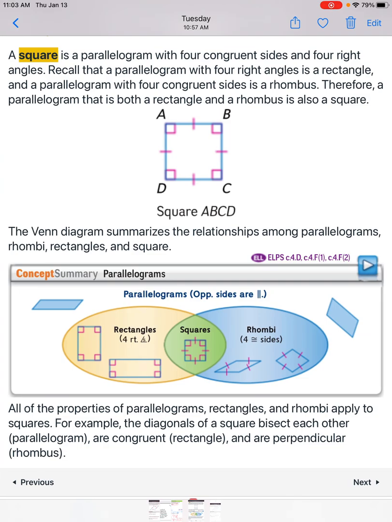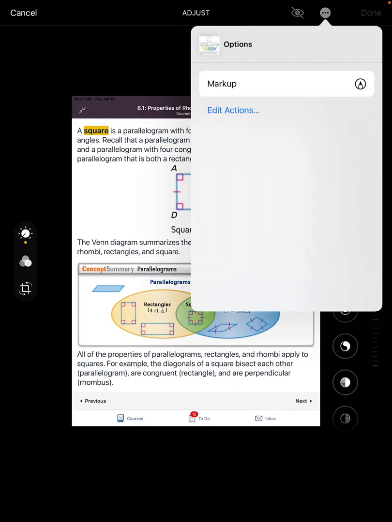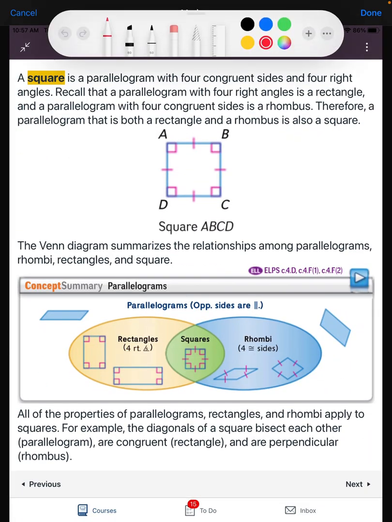So now we'll talk about what a square is. So a square is also a parallelogram, but it has 4 congruent sides and 4 right angles. So we said that a parallelogram with 4 right angles is a rectangle, and a parallelogram with 4 congruent sides is a rhombus. So if a parallelogram is both a rectangle and a rhombus, then it's going to be a square. So if a rectangle and a rhombus had a baby, what we'd end up with is a square.